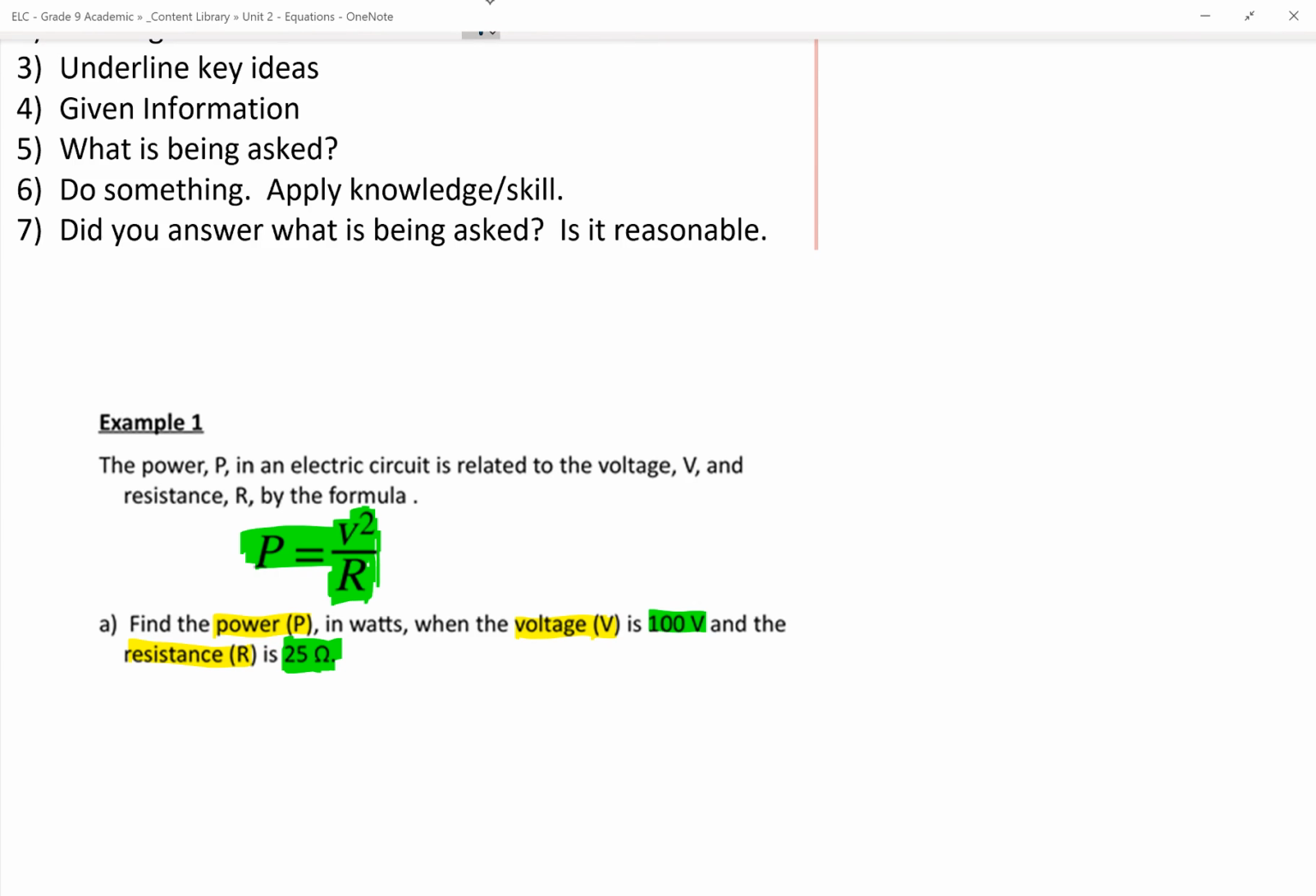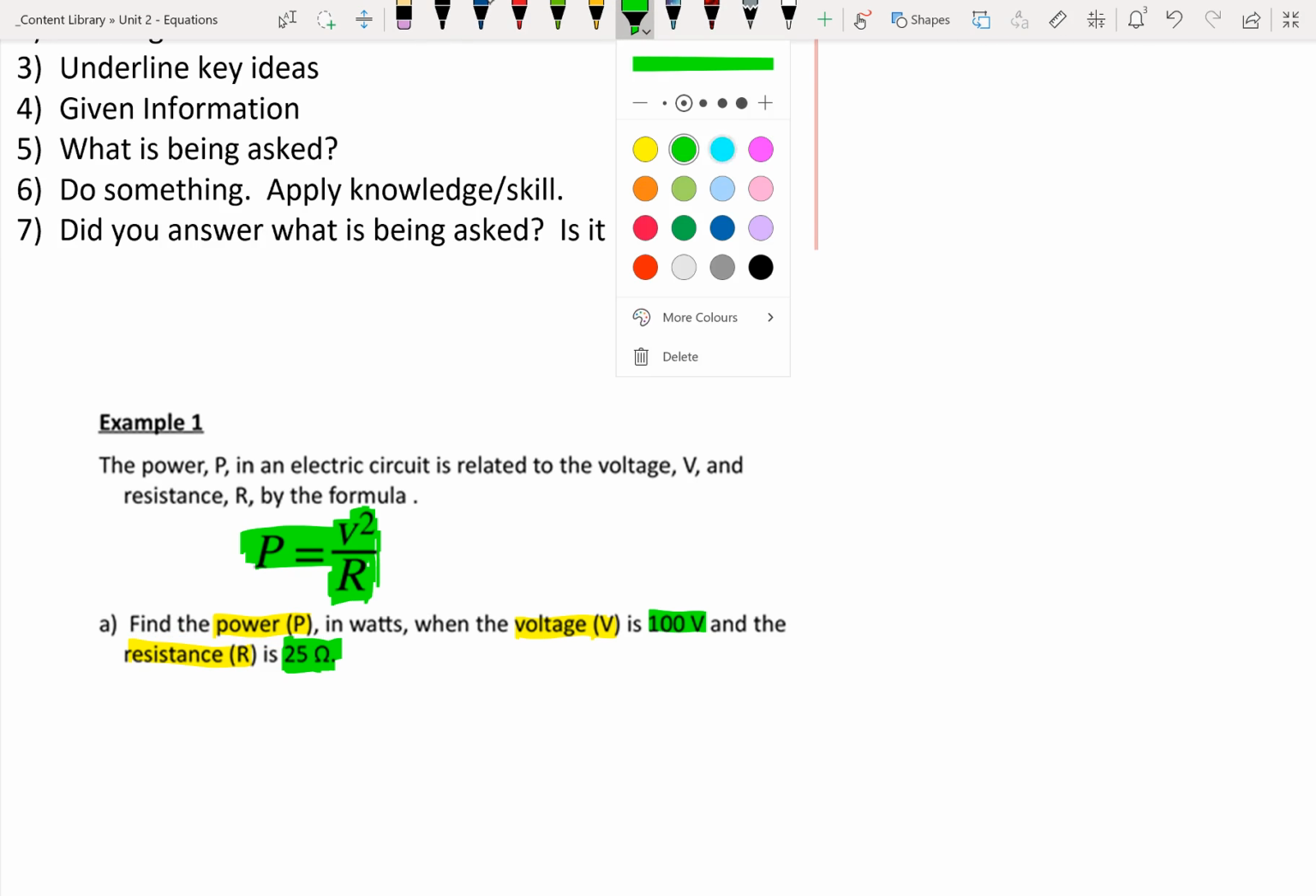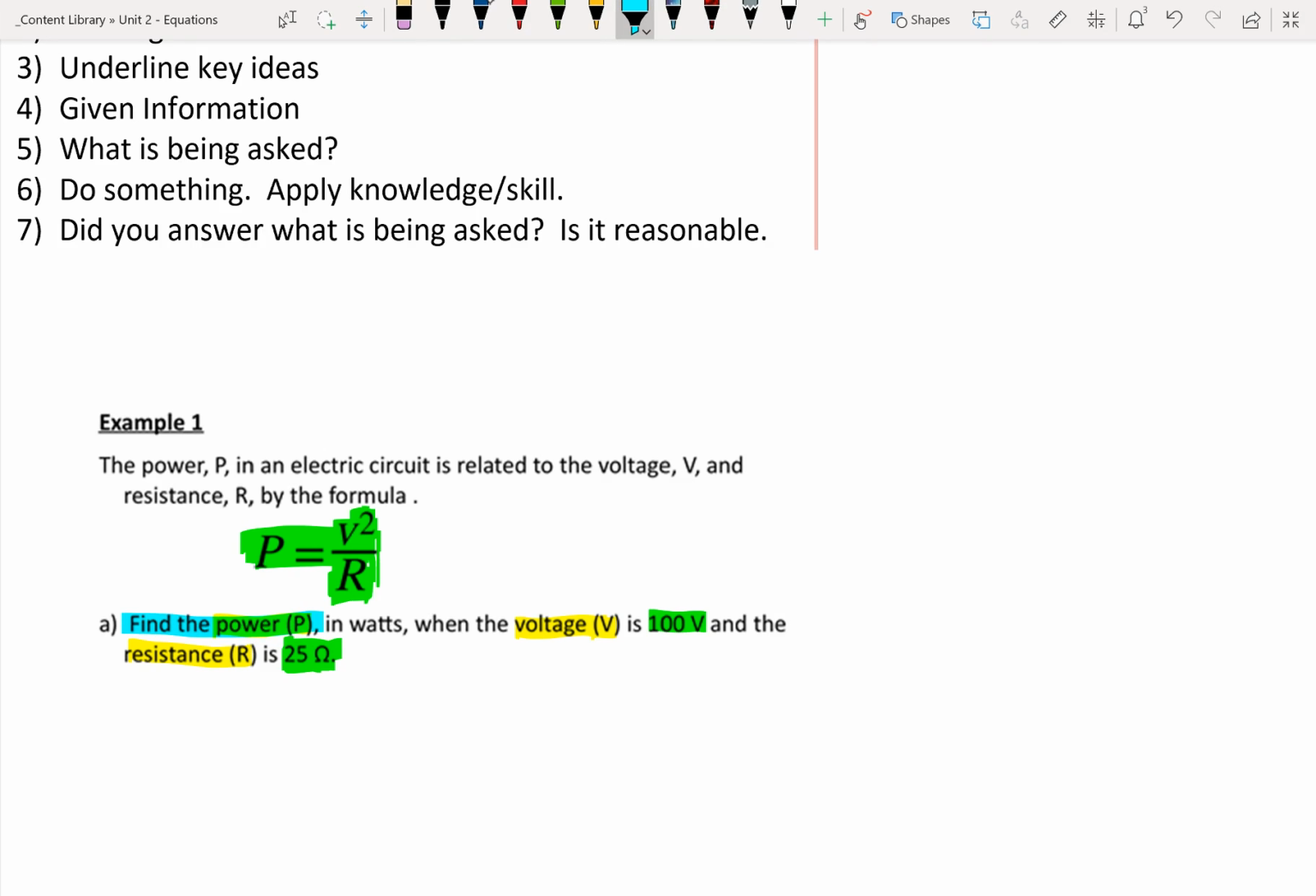So the next step is what is being asked. Well, we want to find the power, right? We'll use a different highlighter. So the question that's being asked is find power. So that is important.